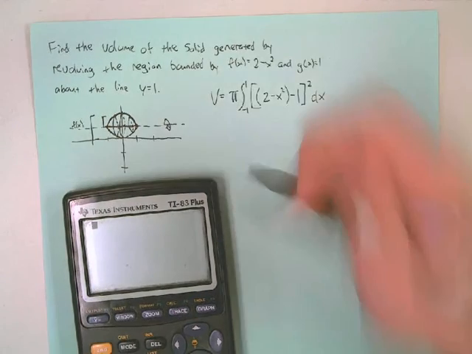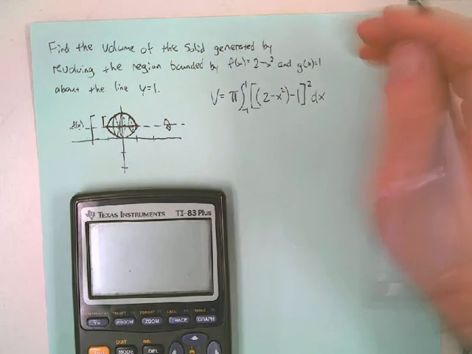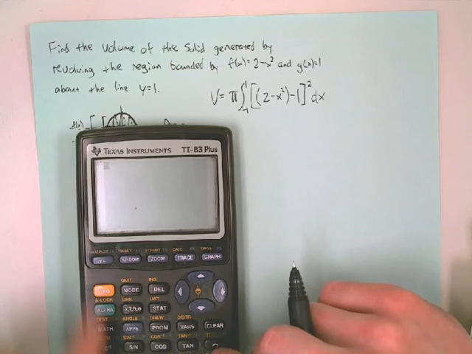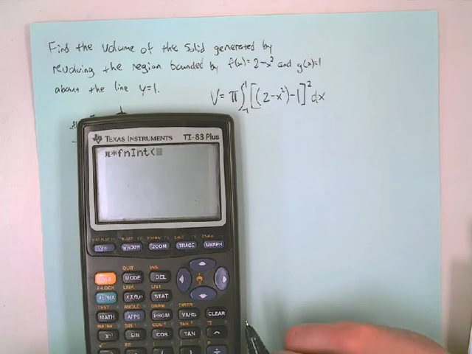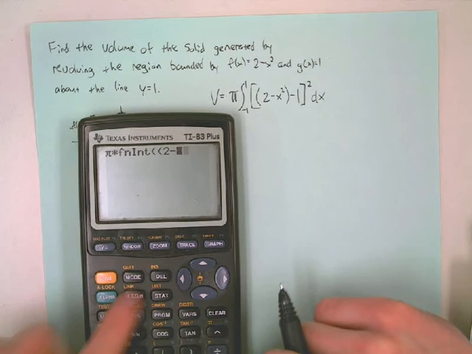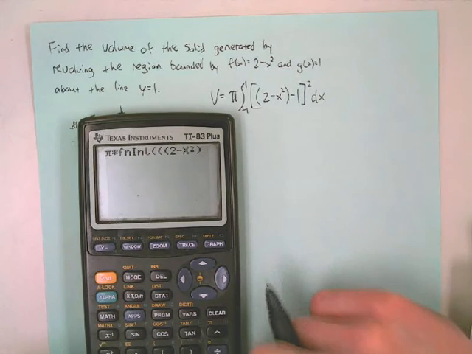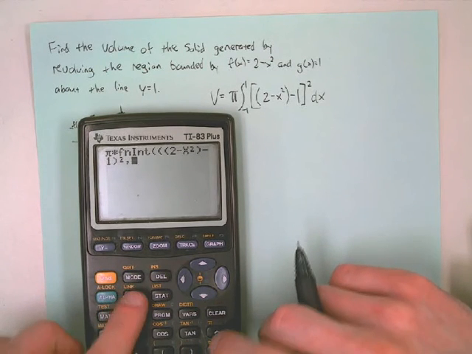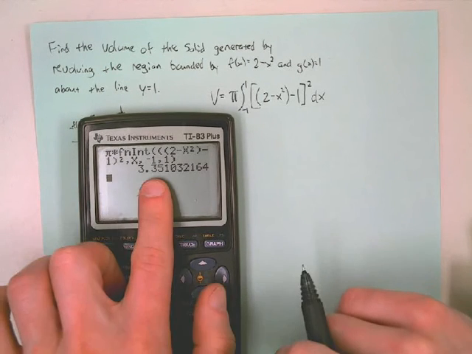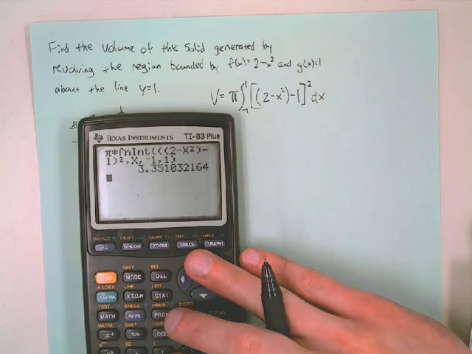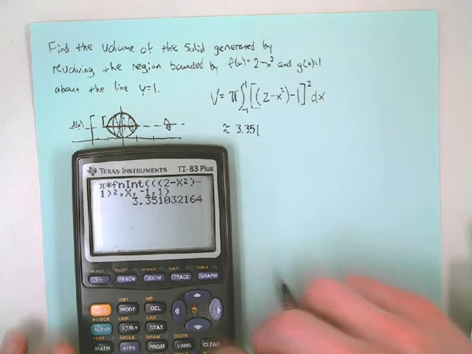Okay? And so we'll type into our calculators here. So I'm going to do it with my calculator. So pi times math 9, the integral of the quantity 2 minus x squared. Oops, I need to do another set of parentheses, it looks like. And you guys can just follow along if you don't want to do this one on your own here. Squared, comma, x, comma, negative 1, comma, 1. Okay, 3.351, just like what the program predicted. Or more specifically, it is exactly 16 pi over 15.